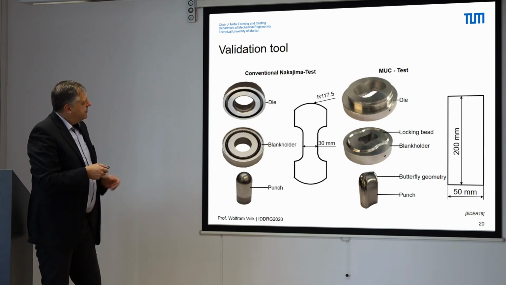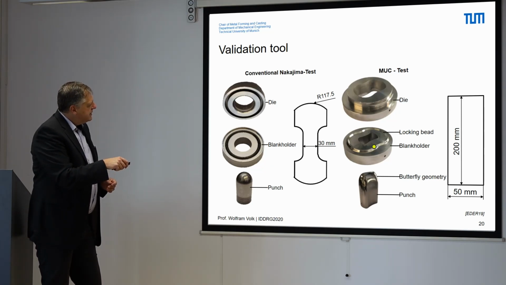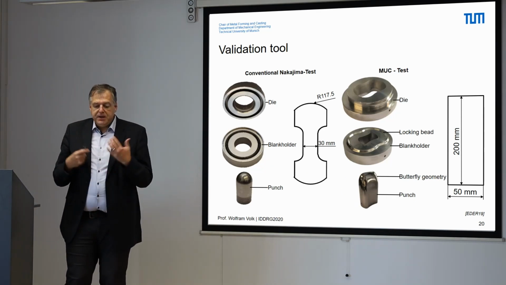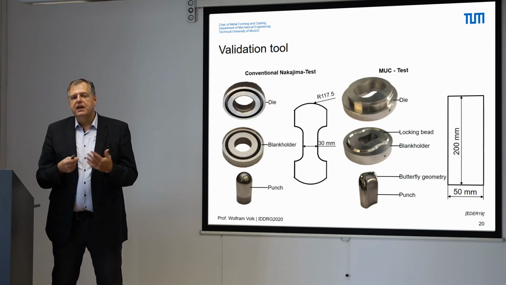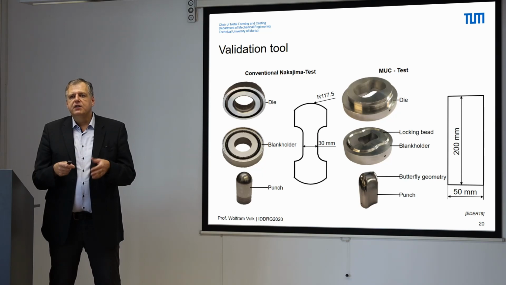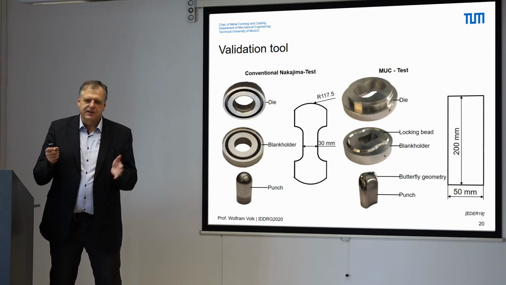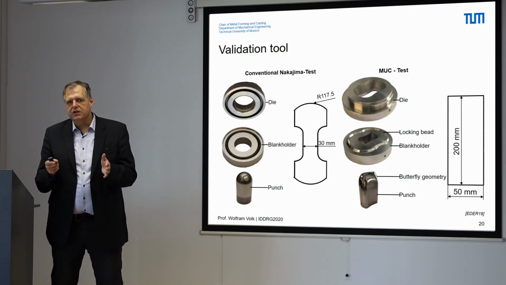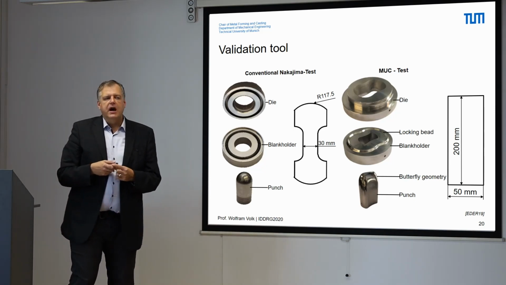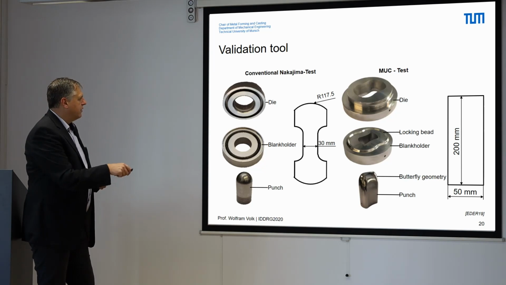We can reach this by using this butterfly-shaped blank holder and also a shaped punch, as you can see here, really different to the usual punch. The big benefit of this test is that we still have a locking bead. So lubrication is, of course, a challenge, but not a big challenge, because we don't have material flow outside the locking bead.